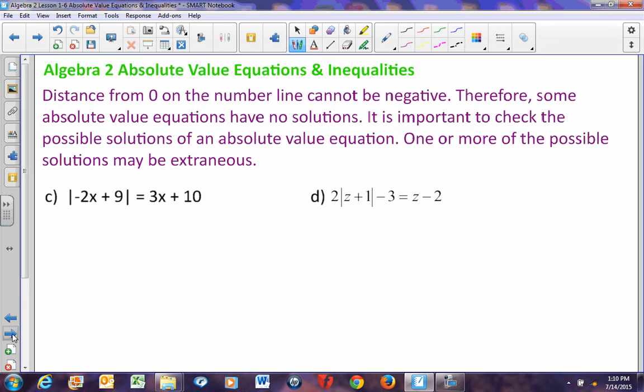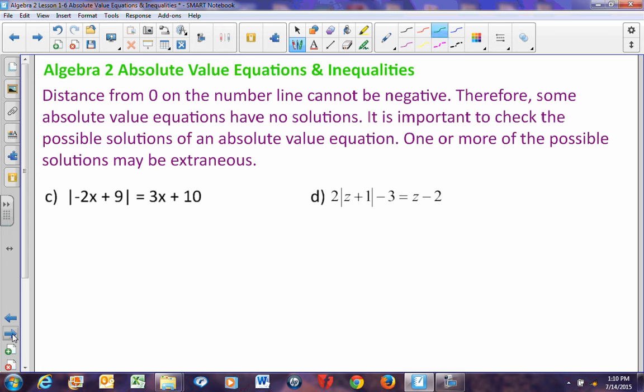Now, since we've already discussed the fact that distance from 0 on the number line cannot be negative, some absolute value equations have no solutions. It's important to check your possible solutions of an absolute value equation because one or more of the possible solutions might be what we call extraneous. Let's take a look at the following examples.